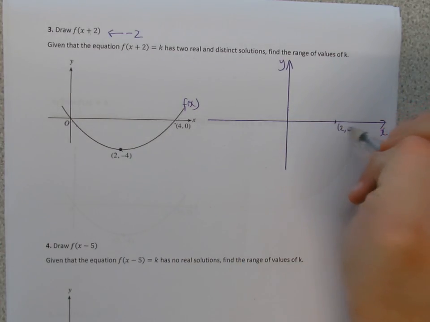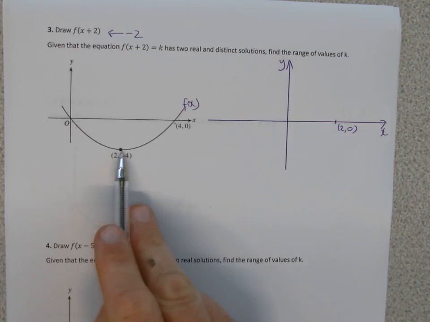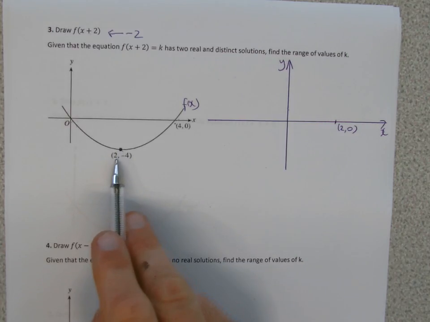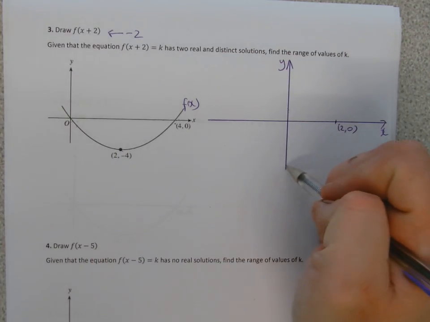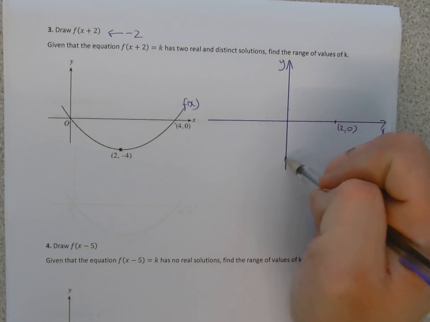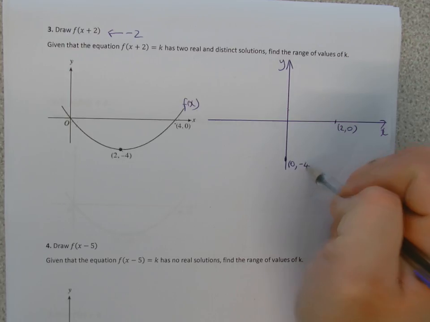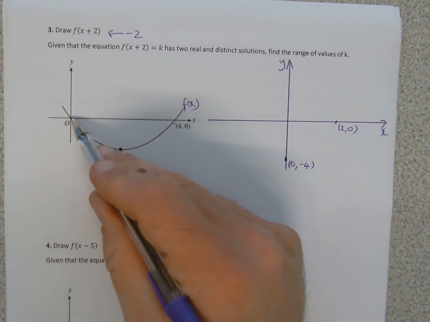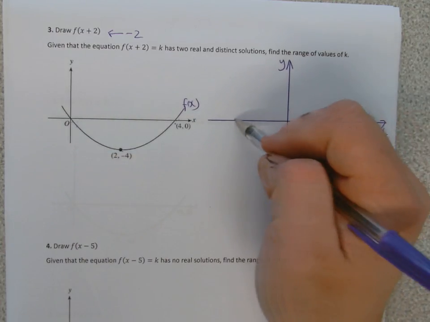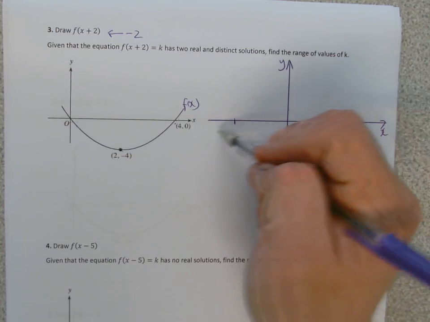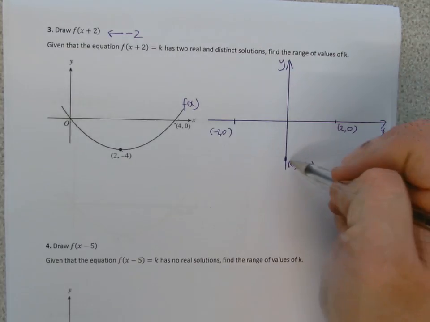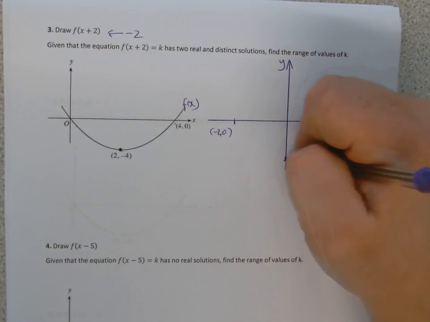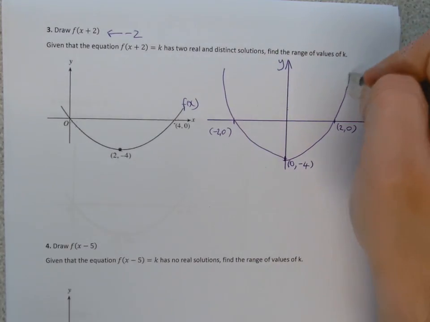Okay, 2, 0. This minimum point, if you shift this back 2, take away 2 from that, you get 0, so it goes through there. Okay, so 0, and that will be minus 4. Now the y value is unaffected, don't forget. And then that's 0, the origin, so back 2, you end up at minus 2, which is about there. Okay, so you've got minus 2, 0. And you can draw your graph, okay? And that is f of x plus 2.